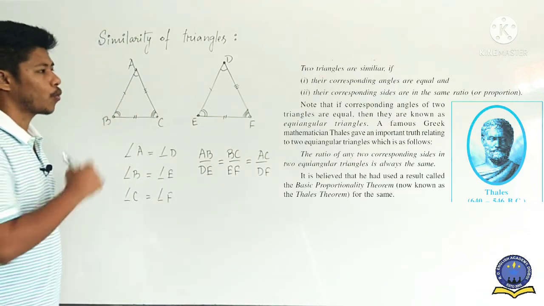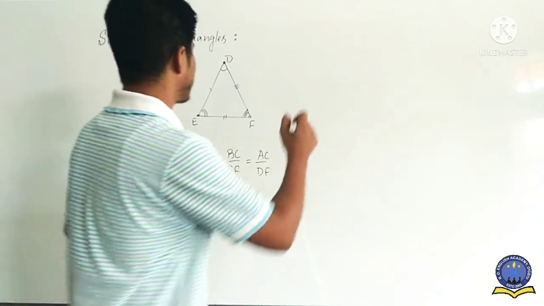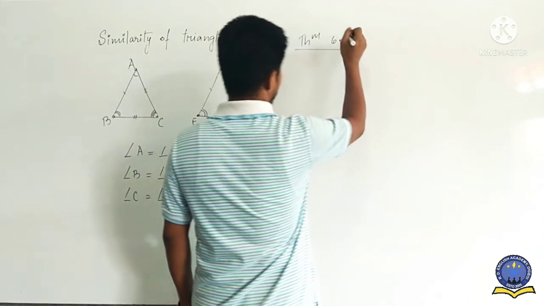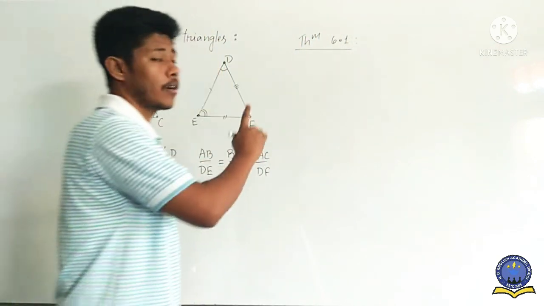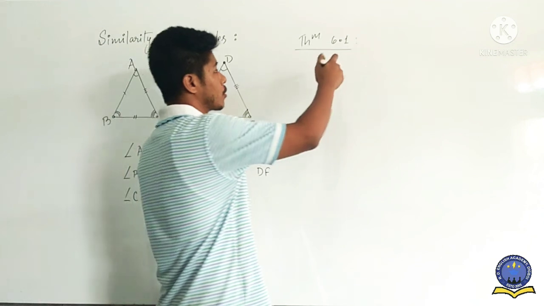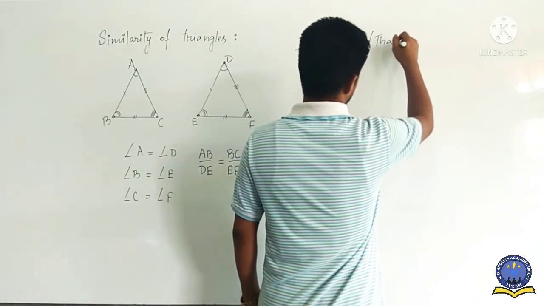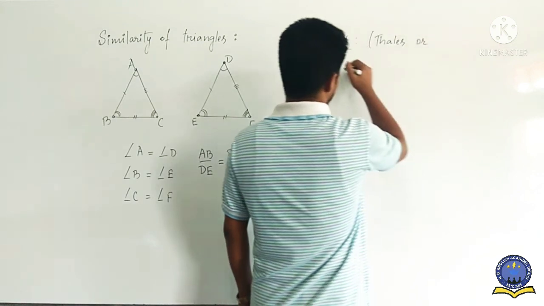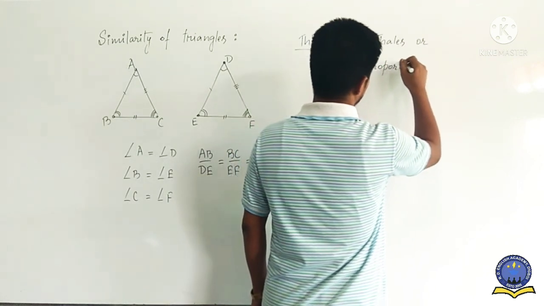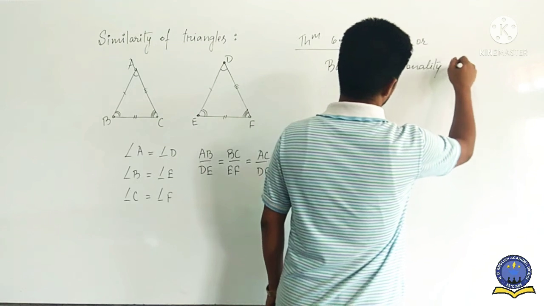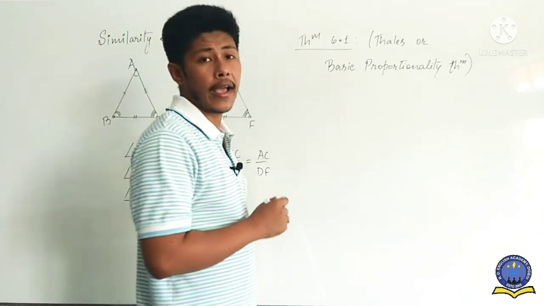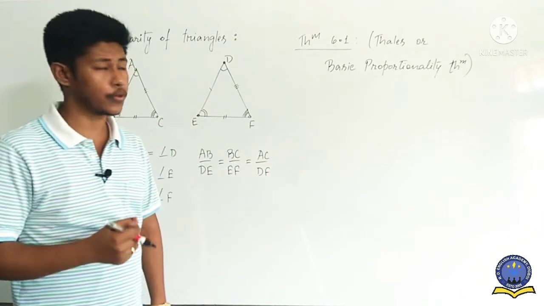So that's why, with respect to this, there is one theorem here. We write here theorem 6.1, the statement given in your book. Now what is the meaning of this statement? Let's see. This theorem 6.1 is also known as Thales theorem or basic proportionality theorem. Basic proportionality theorem. Is it clear? This theorem 6.1 is known as Thales theorem or basic proportionality theorem.